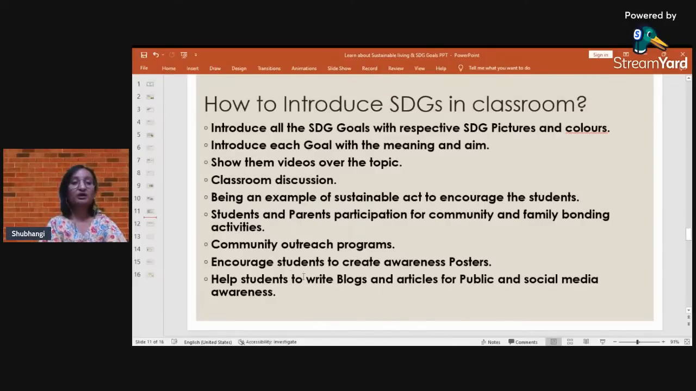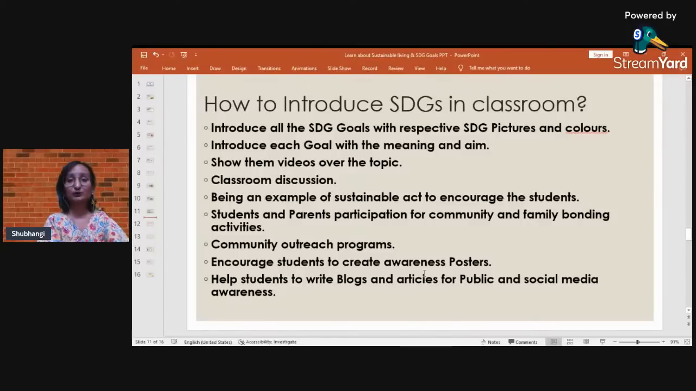Community outreach programs, and encourage students to create awareness posters. You can also do that. If they can, in any of the 17 goals, you can send them. You can just tell them, choose any one of the goals and research about it, come back to the class and discuss. Let's make everyone aware which one you chose and why you chose it and what you have learned about it. And if you want to work on climate action, or on life on land, how would you like to do it?